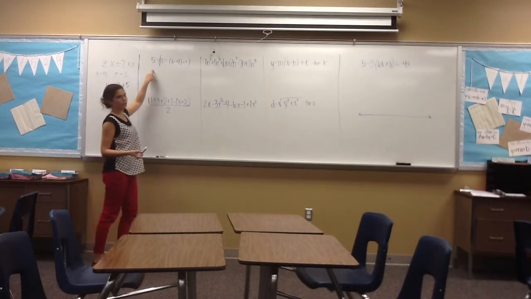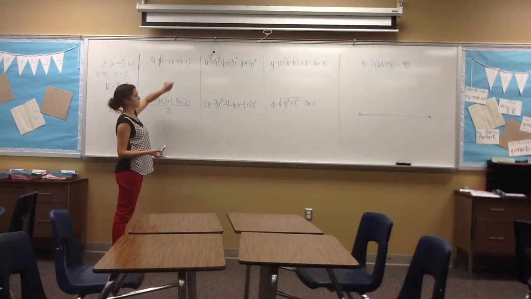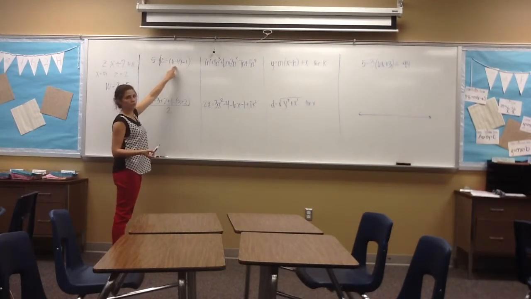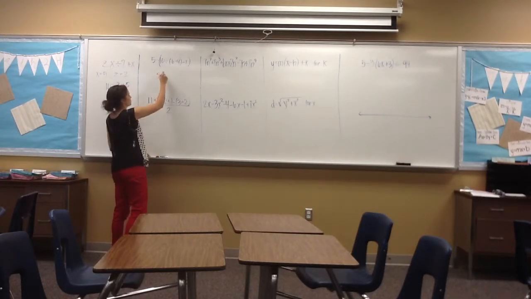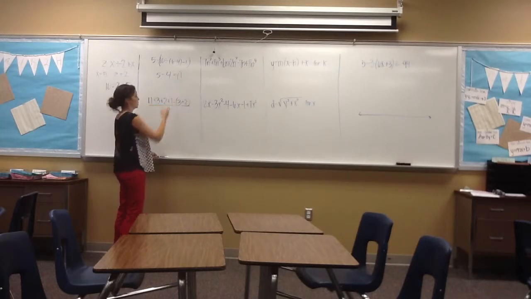For this one, order of operations, please excuse my dear Aunt Sally. 6 minus 4 is 2. 10 divided by 2 is 5. 5 minus 1 is 4. 5 minus 4 is 1.